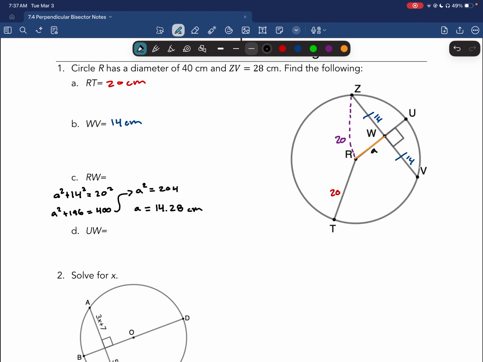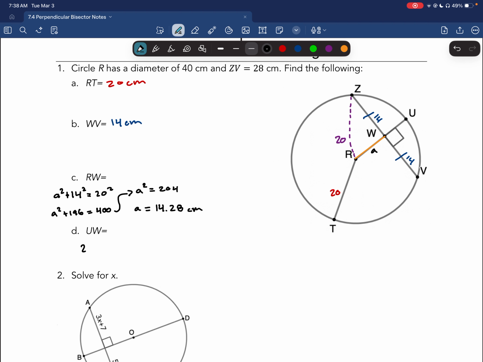Okay. And then the last little thing on question 1, it wants to know the distance between U and W. So it wants to know the other part here. The easiest thing to do here is, well, we know that the distance between R and U is 20 centimeters because that is a radius of this circle. And we also know that the distance between R and W is 14.28. We just found that. So if I take my total distance, 20, and I subtract my little segment here, that's going to give me just this part here.